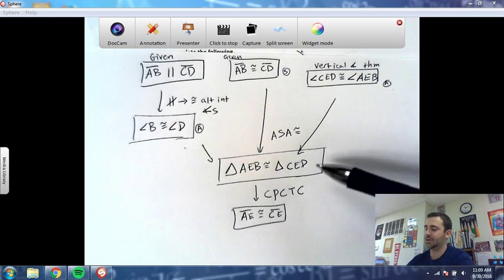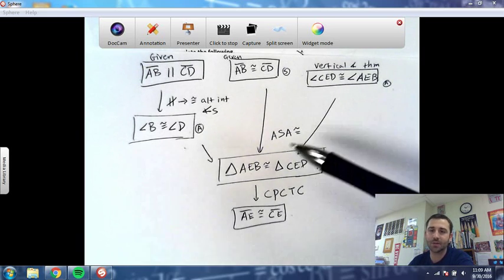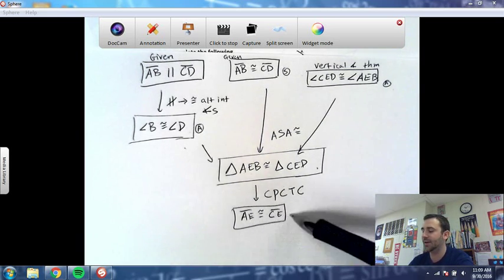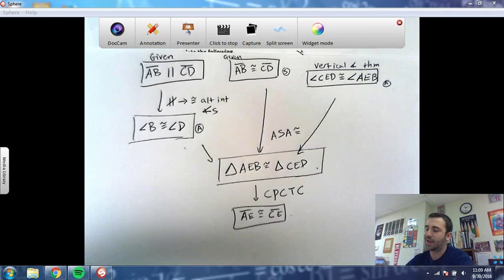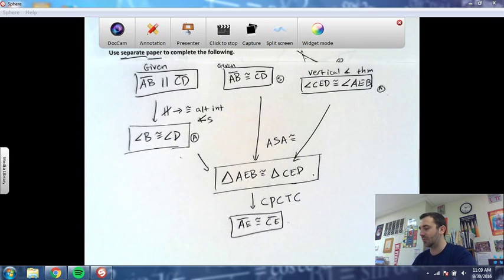And so once I prove the triangles are congruent, I can then say corresponding parts of those congruent triangles are congruent, and so then I can finish with my proof. And that's how we're going to build our own proof. So now let's look at a couple more examples.